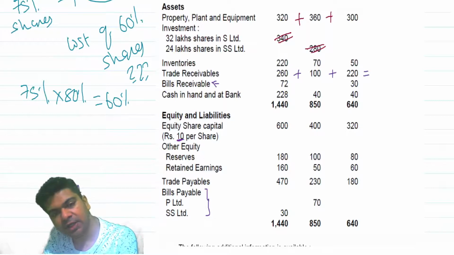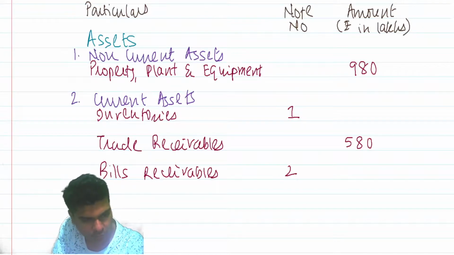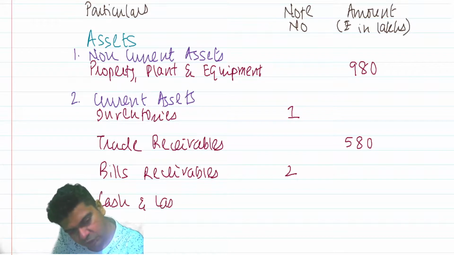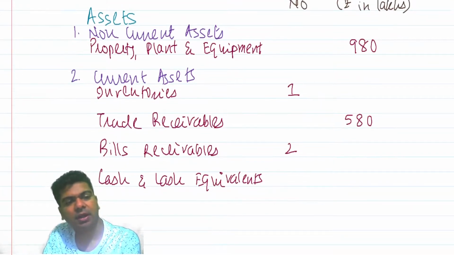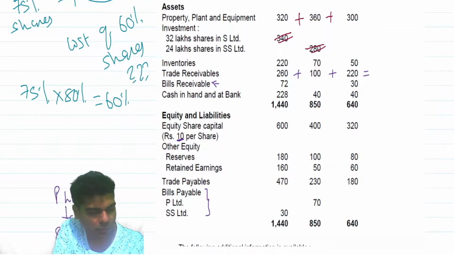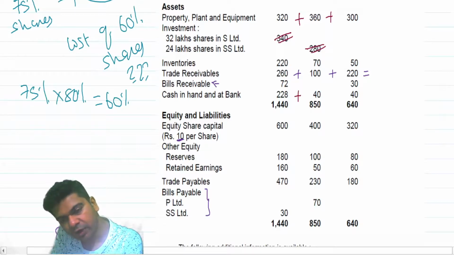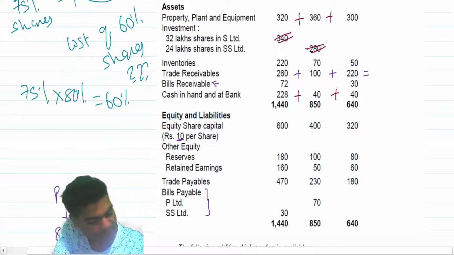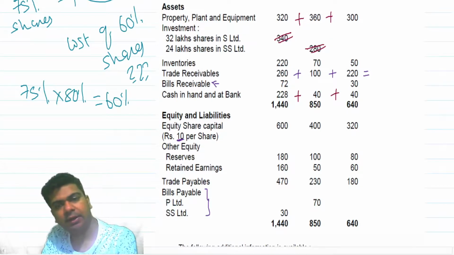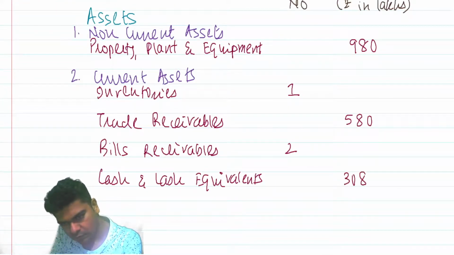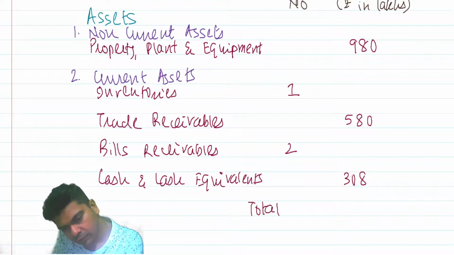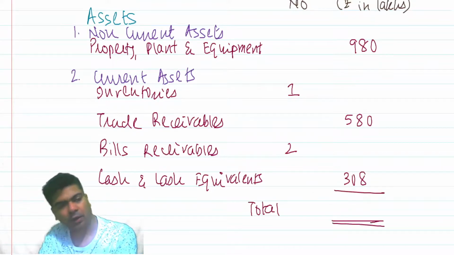And then we have cash in hand and at bank. So cash and cash equivalents. Do line by line addition here. This 228, 40 and 40. So 228 plus 80 actually. 308. Total. Leave it blank.